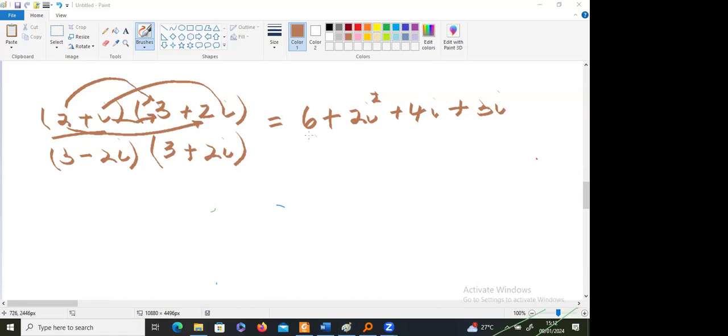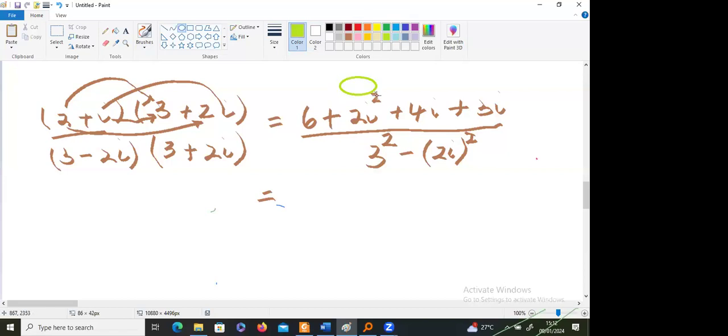When we continue, we shall have the divisor, which is a difference of 2 squares, and that will be 3 squared minus 2i, which is also squared. 3 squared minus 2i squared. So whatever you will come up with in the numerator, in the first place, I know very well that from my i squared, I'm going to get -1, then multiply it by 2, which will finally give me negative.